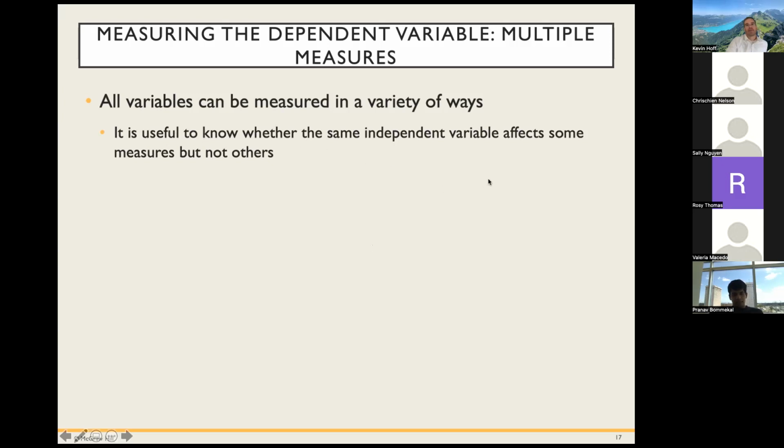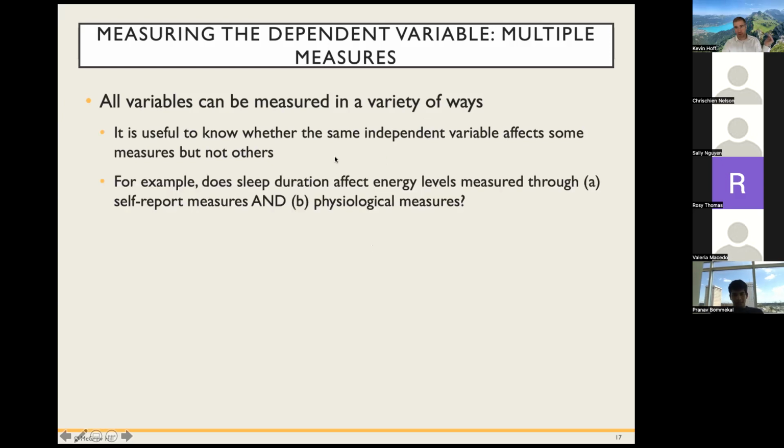It can also be really useful when we're trying to see whether one variable causes other variables, so that the independent variable is actually having a causal effect. We might want to measure the dependent variable in multiple different ways, and we want to see the same effect regardless of how we measure it. So if we're manipulating sleep duration and want to see how that affects people's energy levels the next day, we can measure energy levels through self-report and some sort of physiological measure.